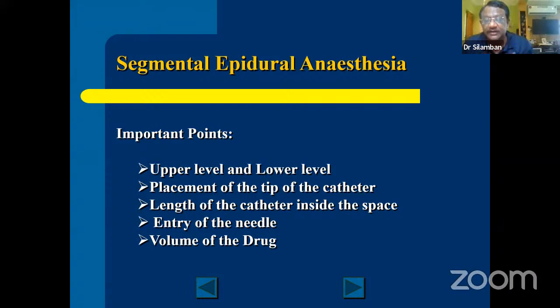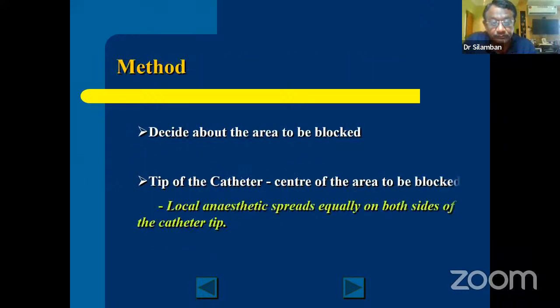Next, for any surgery you decide, what is going to be the upper level of anesthesia required and what is going to be the lower level till which it is required. Then you decide where you place the tip of the catheter. Then you decide the length of the catheter inside the space. Then only you decide the site of needle entry and finally the volume of the drug. So you don't decide the site of needle entry first and then try to push the catheter as much as you want. The site of needle entry is decided after the first 3 points have been decided. That is how you go about it.